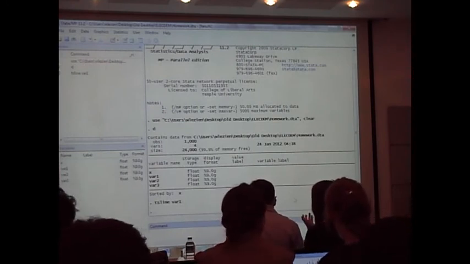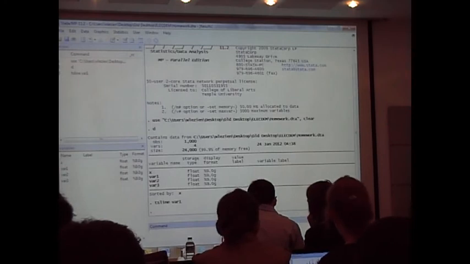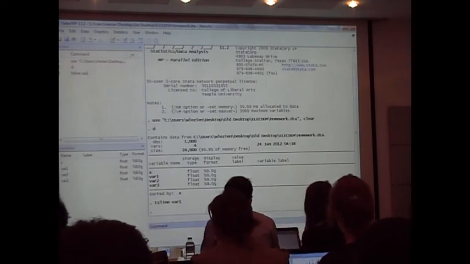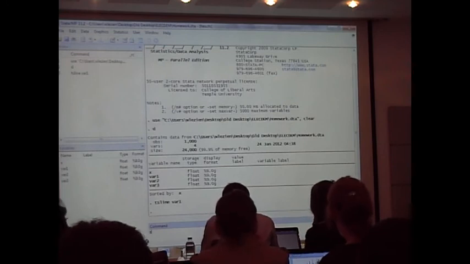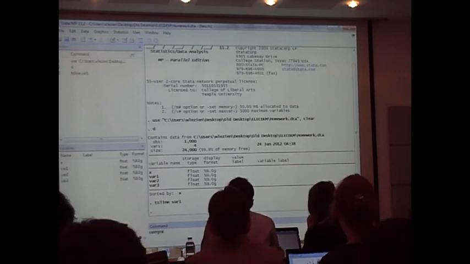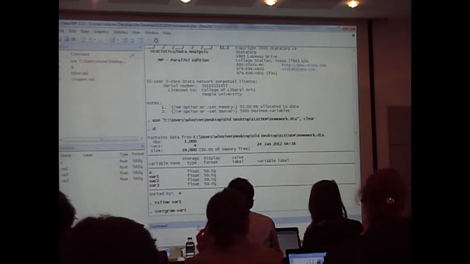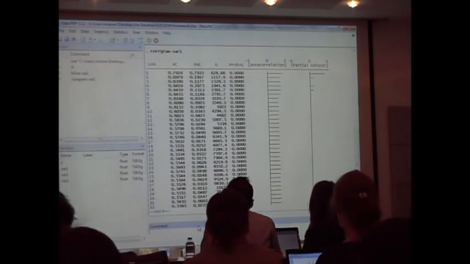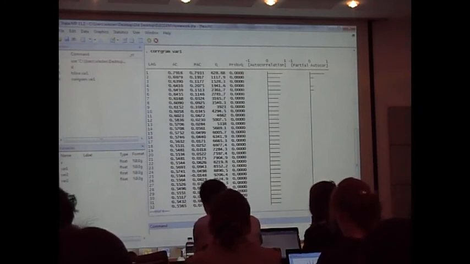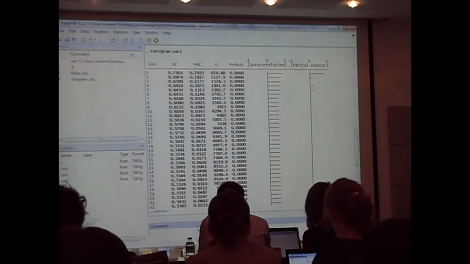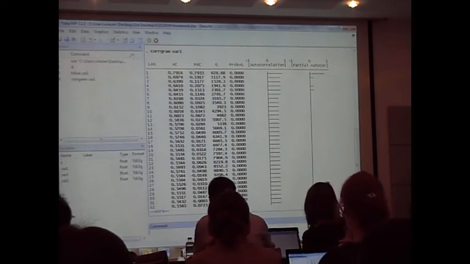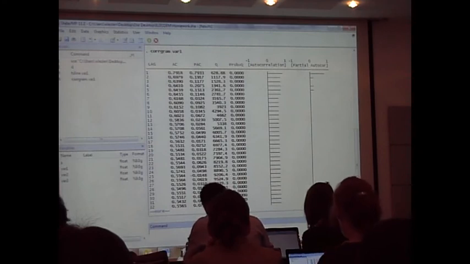Also the PACF, right? But what's the one command that you can do both together? Corrgram, exactly. Good. And just to simplify things, you do that: corrgram, var 1. Now what do we see here? You notice three things, right? You should always be noticing three things.